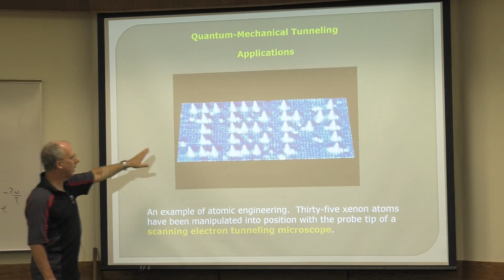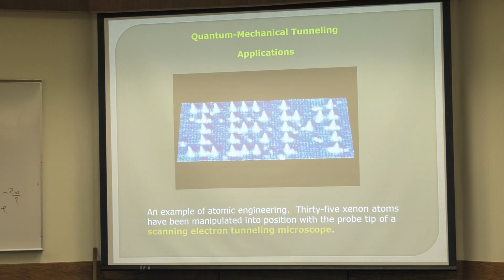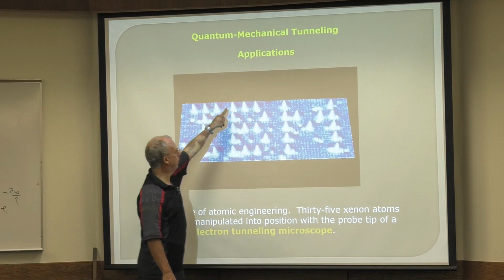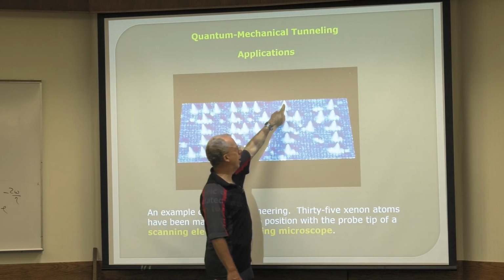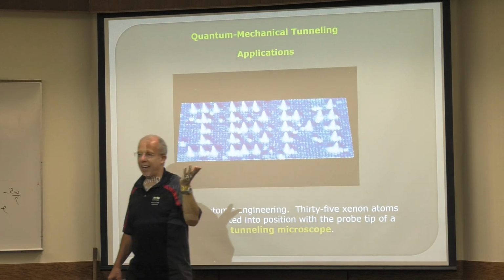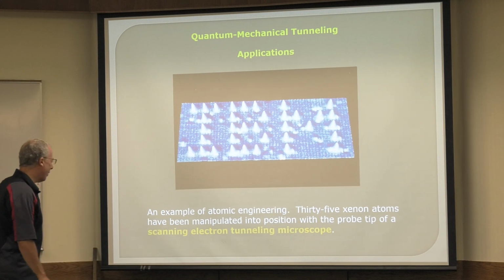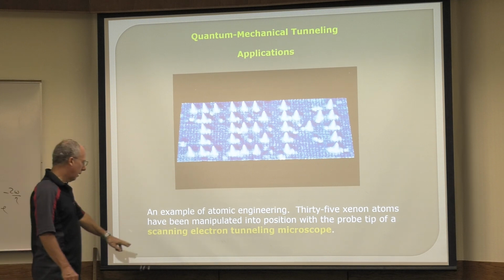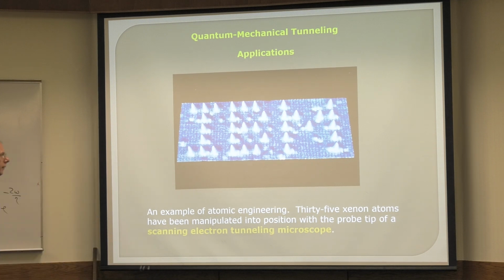Okay, everybody stare at this for a while, and hopefully you'll see 3 letters. See the 3 letters? So I, B, M. So this was done by the scientists at IBM, all right? So in an example of atomic engineering, 35 xenon atoms have been manipulated into position with the probe tip of a scanning electron tunneling microscope. So that's what we're going to talk about just a little bit. A scanning electron tunneling microscope.